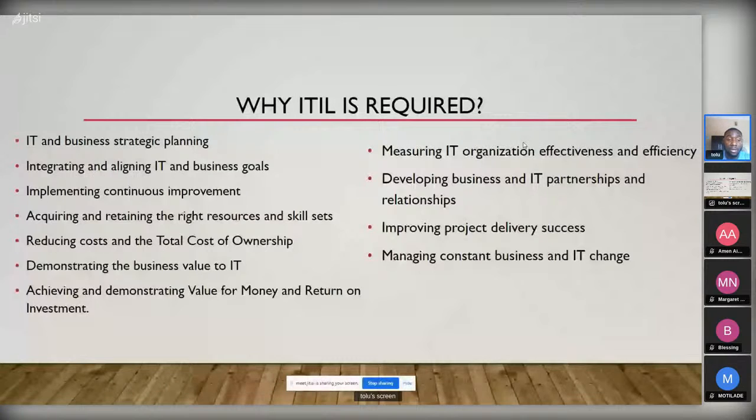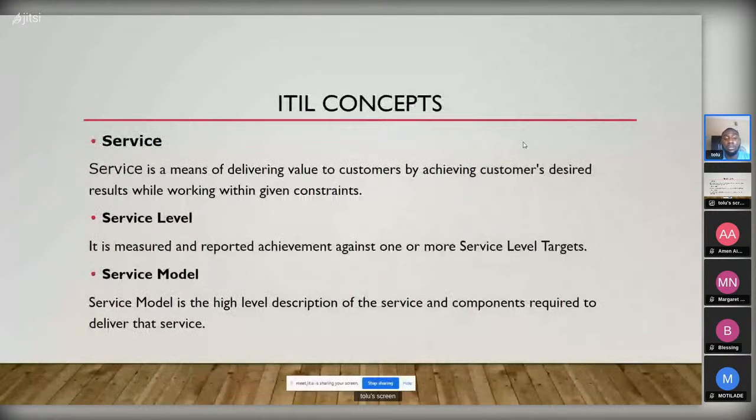And the ITIL concept: we have a service, which means delivering value to the customer by achieving customer desired results while working with given constraints. So services are the deliverables that the customer needs from us.